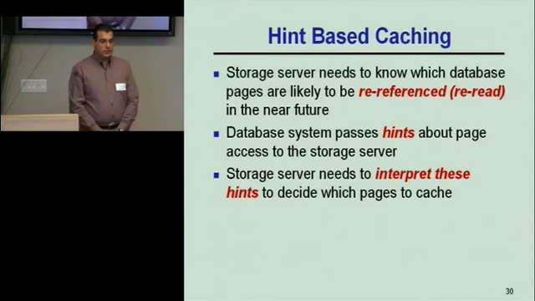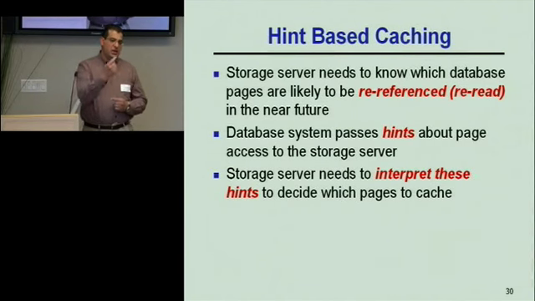Okay? The storage server, to make its caching decisions, needs to know which database pages are likely to be re-referenced in the near future. If a storage server gets a request for a page, and it's going to get a request for the same page in the near future, then that's a good candidate for caching. If a page that's requested now is not likely to be requested in the near future, then I should not cache this page. Okay? So we're going to have the database system pass hints to the storage server about the nature of its page accesses, and we're going to have the storage server interpret these hints to decide which pages to cache and which not to cache.